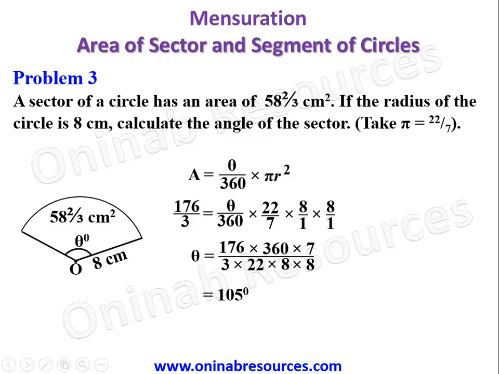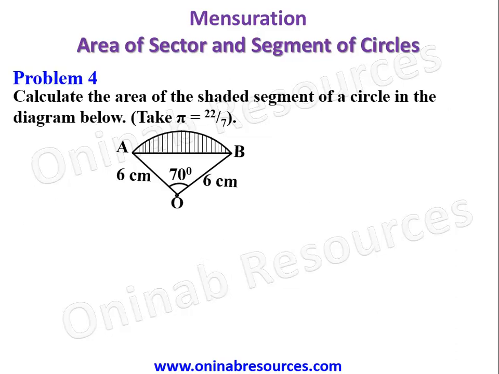So the angle of the sector is 105 degrees. So we move ahead to the next problem. Problem 4: calculate the area of the shaded segment of a circle in the diagram below.